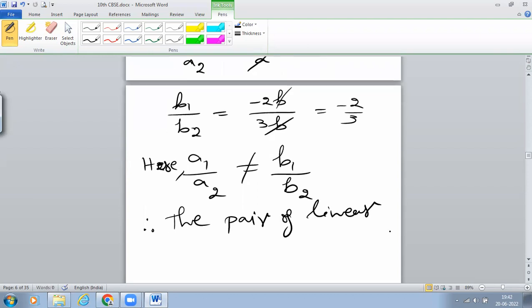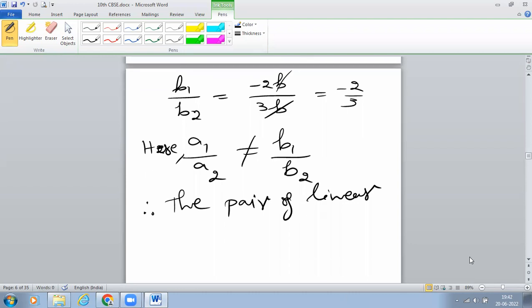If A1 by A2 is equal to B1 by B2, then we have to find C1 by C2. If all the ratios A1 by A2, B1 by B2 and C1 by C2 are equal, then there are infinitely many solutions. If A1 by A2 and B1 by B2 are equal but not equal to C1 by C2, then there is no solution. But here A1 by A2 is not equal to B1 by B2. Therefore, the pair of linear equations will have a unique solution.